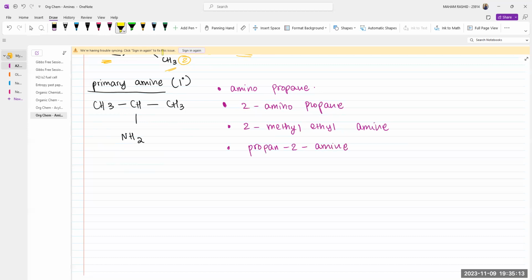And how can we say this? Because this is an amine and propane. How? 1, 2, 3. 2 and 3. Right? So propane and on the second carbon there is an amine group. So it's propane-2-amine.